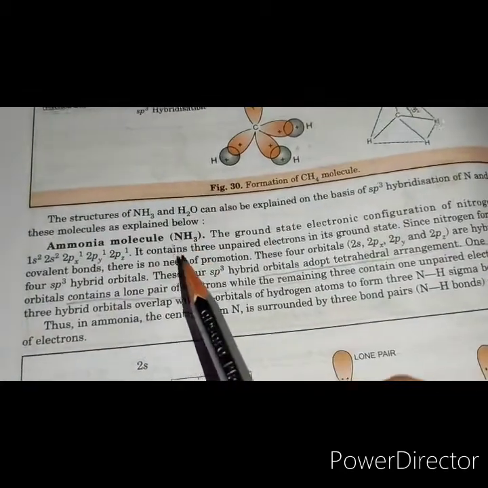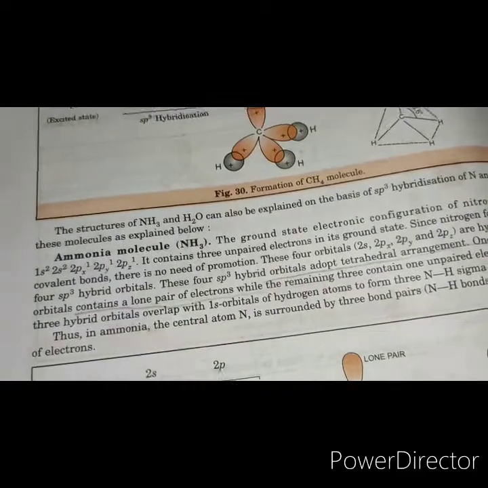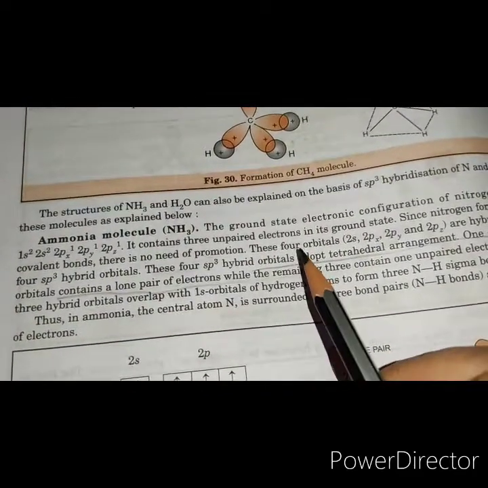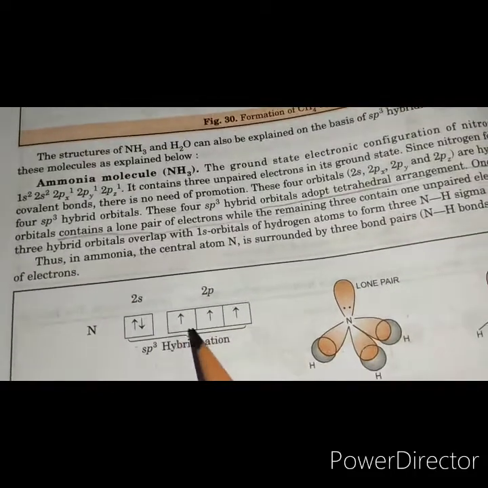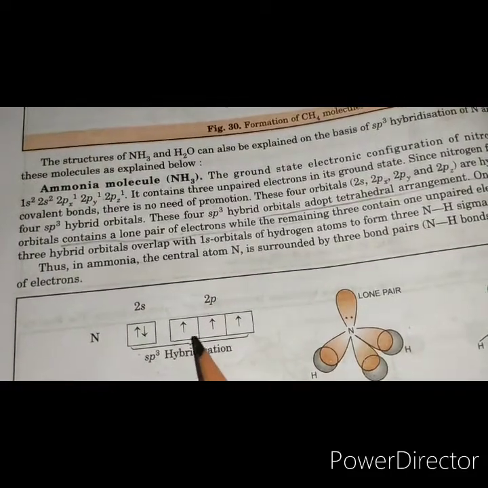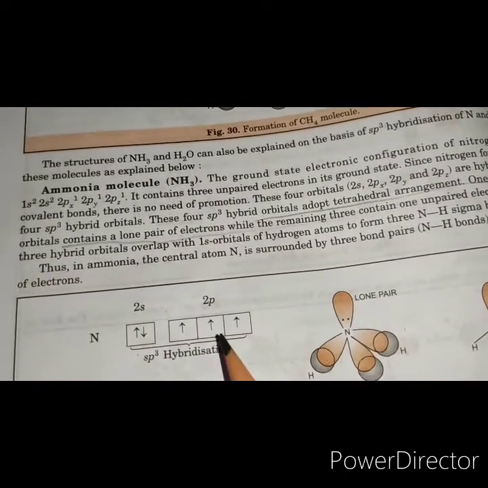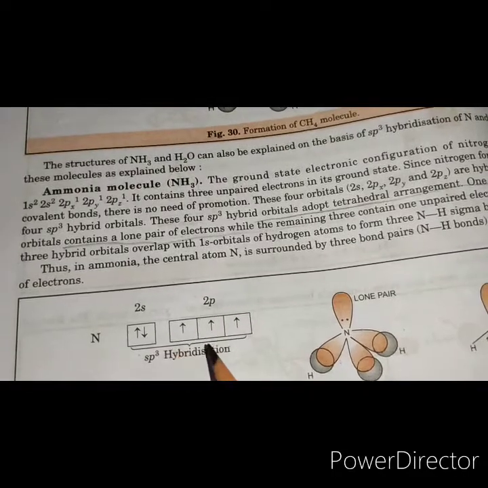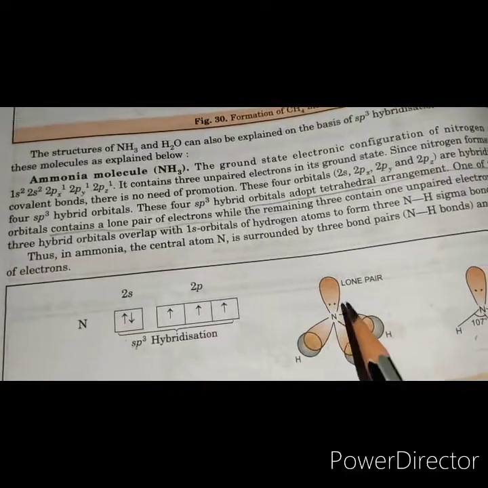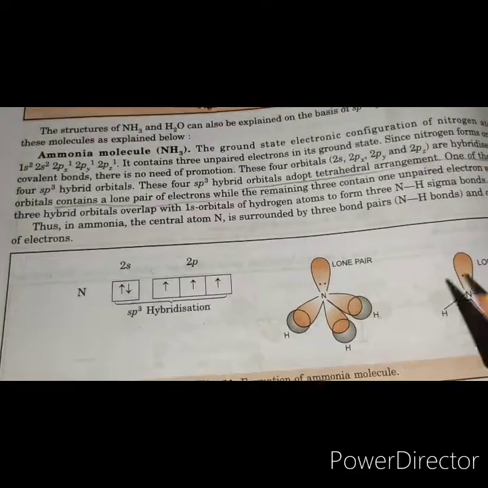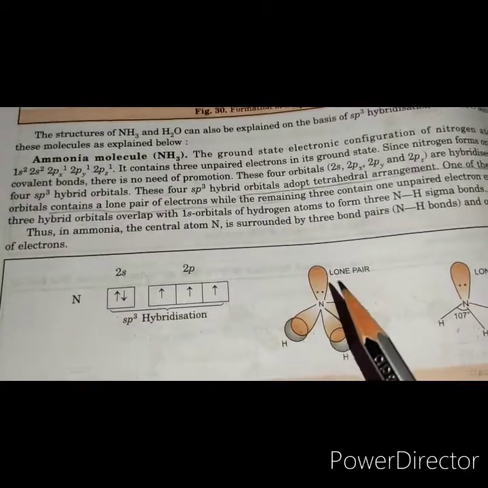Ammonia molecule. The electronic configuration of nitrogen is 1s2, 2s2, 2p3. It has three unpaired electrons in its ground state. Now we see the ground state here, right? Now there are three unpaired electrons. As nitrogen is to form bonds with only three hydrogens, there is no need for any promotion of electrons. Now these four orbitals undergo mixing to form four new hybrid orbitals, in which one of the hybrid orbitals will be occupied by the lone pair.